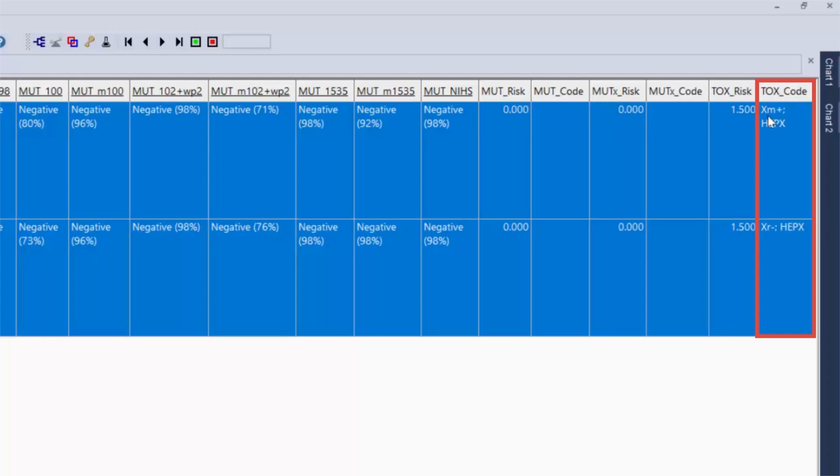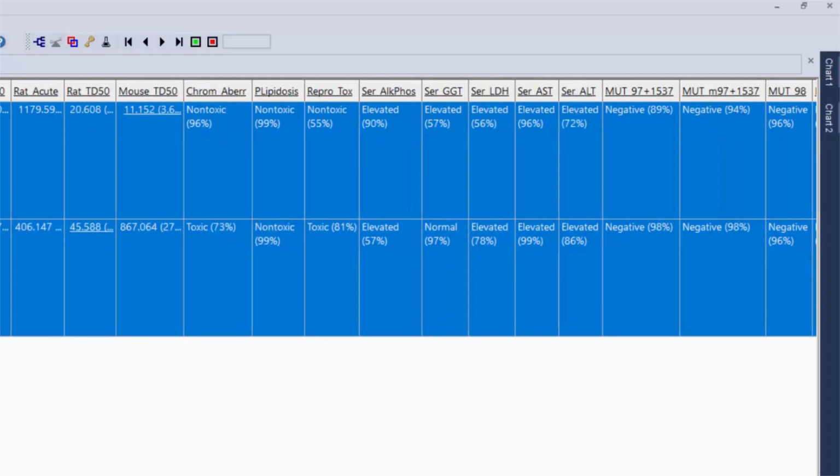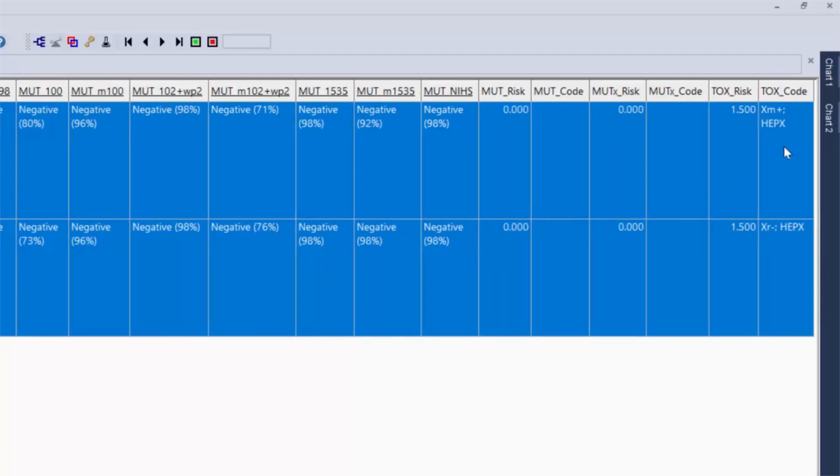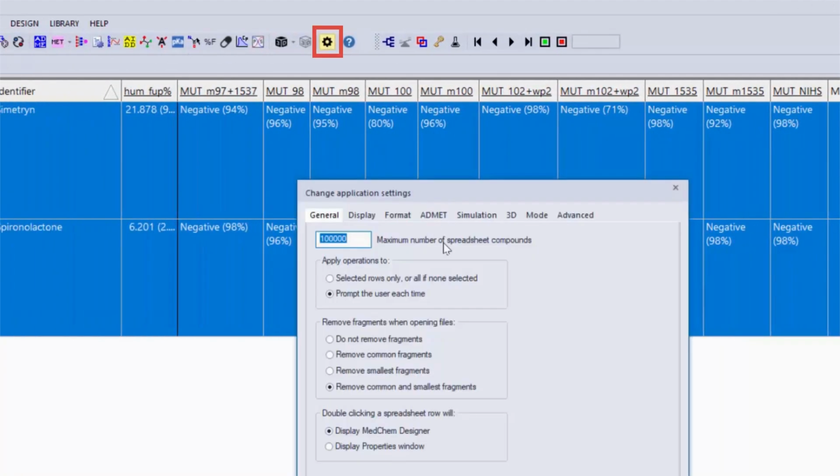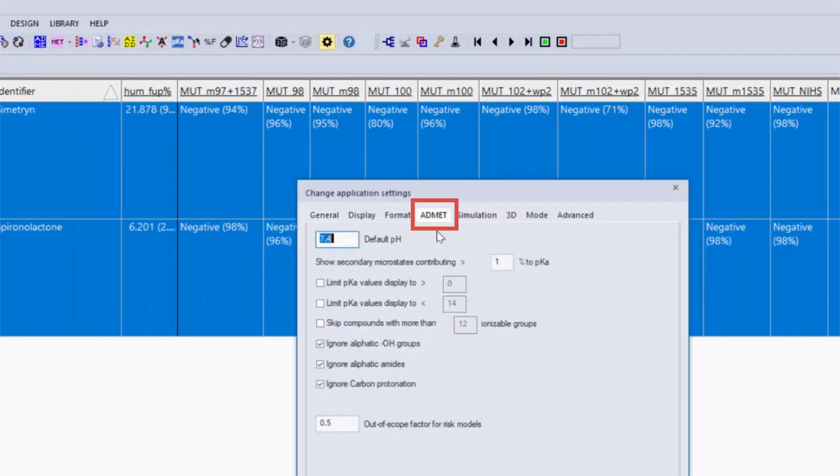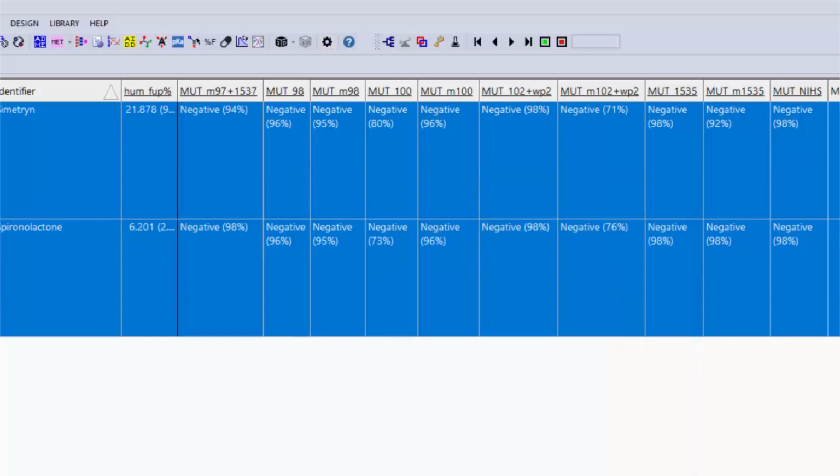So for this one, it's the mouse TD50, and it's got a plus, which means that the mouse TD50 was out of scope. If the value of the mouse TD50 is below the cutoff, this would normally have a penalty of 1, but since it's out of scope, what we do is apply the risk factor, which is in the settings here. If we go to the ADMET settings here, the out of scope factor for risk models is 0.5. So it would multiply 0.5 times 1 to give you a value of 0.5 for that particular code.